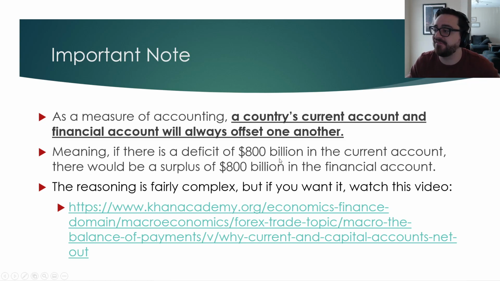If you've got a deficit, if you're negative 800 billion on your current account, you should be positive 800 billion on your financial account. They offset each other. If we're thinking like the bank balance sheet, how both sides equal each other, same thing here. Your current and financial account should offset each other. Negative 800 in one, positive 800 in the other, cancel out. It's a fairly complex reasoning. It's not that you can't understand it, it's just that you don't necessarily have to understand it, so I don't teach it because it just takes a while and it's not always important.